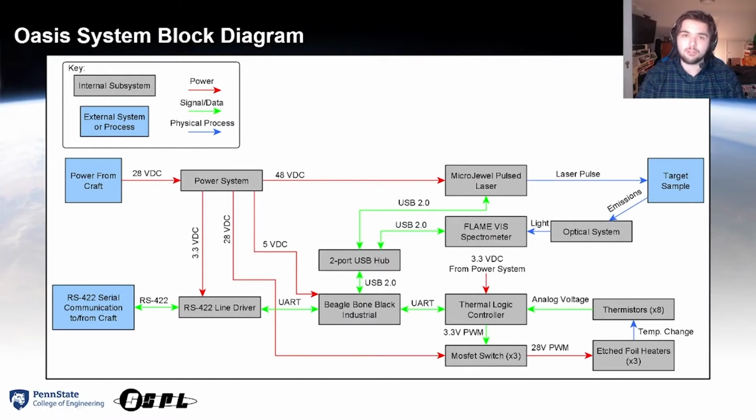I've moved my window to the upper right so as to not occlude it. Starting from the top left, we have the power system, which takes the 28 volts direct current signal from the host craft and converts it to the appropriate component voltages.